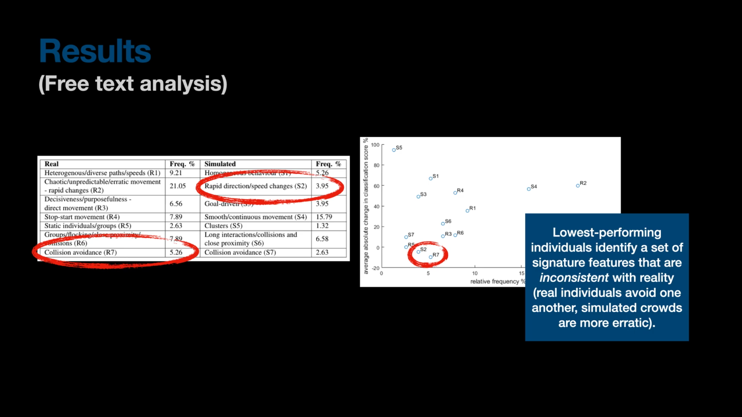And again, these findings are entirely consistent with both the current results and our previous study. If high-performing participants correctly spot that simulated crowds move smoothly, then it's entirely to be expected that low-performing participants will incorrectly ascribe S2 to them. Collision avoidance in real crowds, R7, is also specifically mentioned in our previous study. Participants who performed badly assumed that individuals in real crowds would naturally avoid one another, and in fact, the real dataset contains numerous examples of individuals coming into close contact.